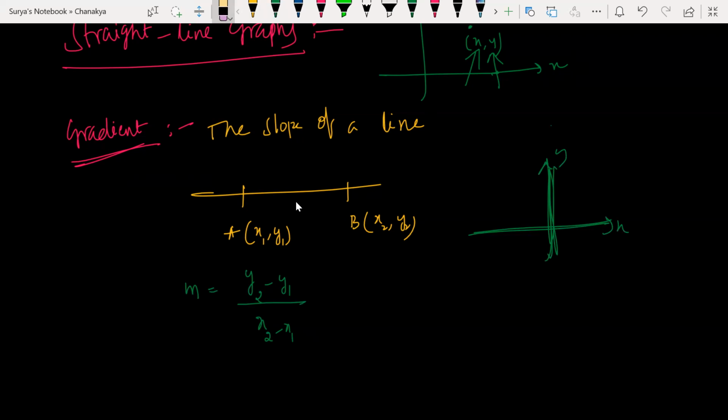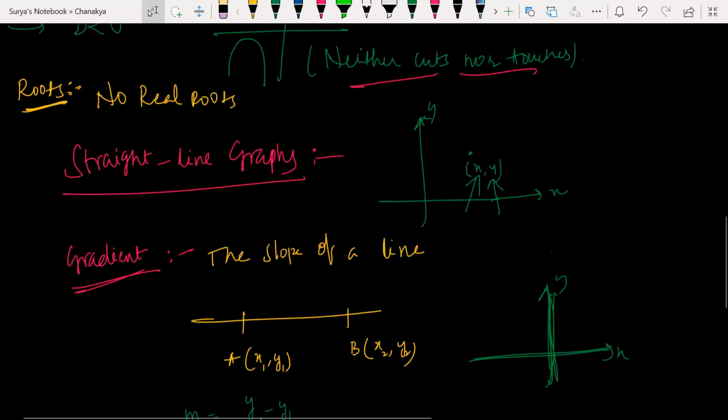So for example, we find the gradient and they ask us to put it in equation form. If they ask us for an equation parallel to the equation we've given, the gradient can be the same, but the y-intercept can be different. Exactly. Look at this.